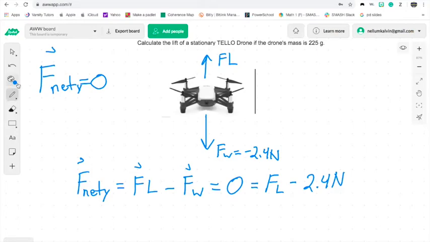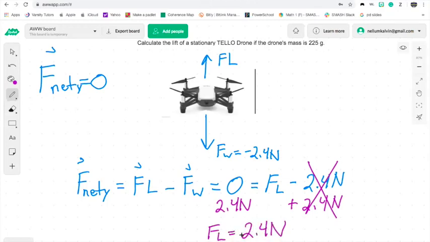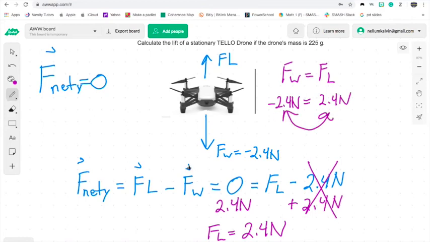With a little bit of algebra, we can solve for the force lift by adding 2.4 newtons on both sides. You can see that the force lift is equal to positive 2.4 newtons. So the weight and the lift are both equal but opposite, which is Newton's third law.